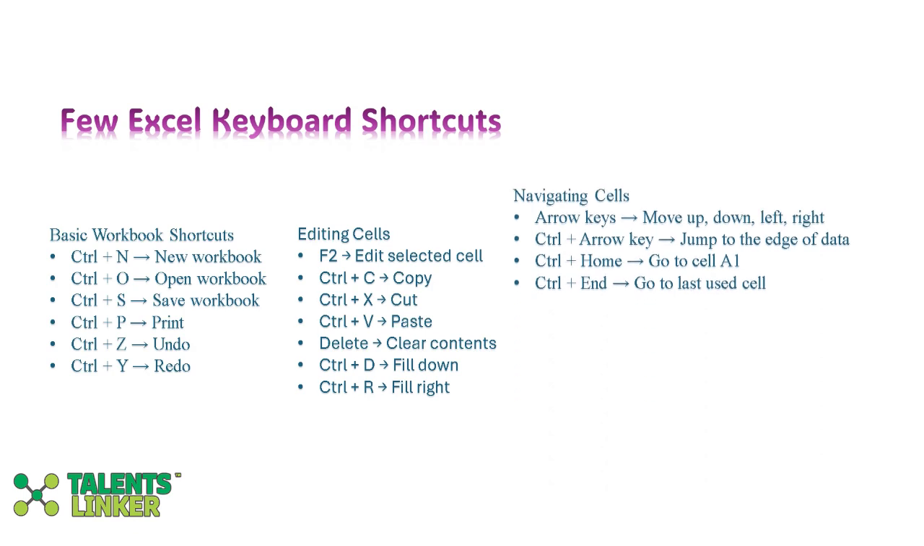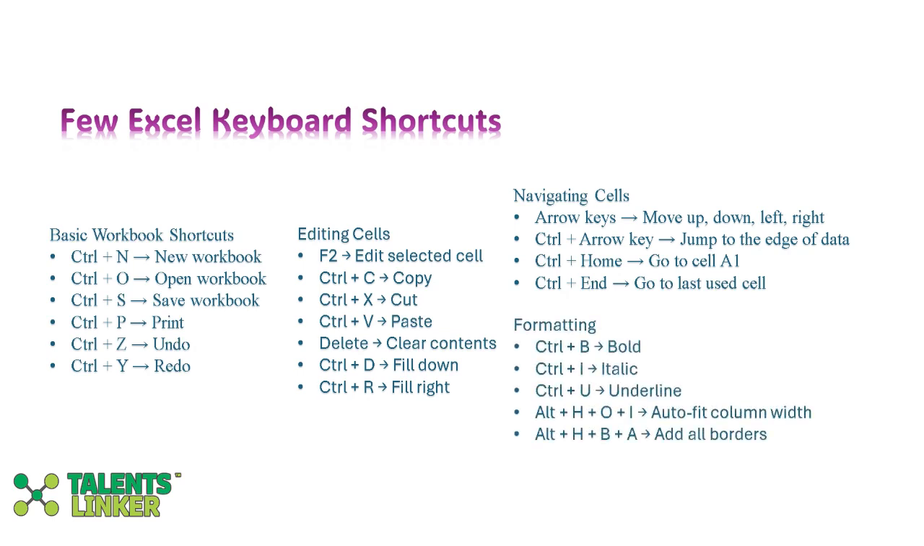To navigate cells, moving up, down, left, or right, you use the arrow keys. If you want to jump to the edge of the data, you do Ctrl plus arrow key. If you want to go to cell A1, you do Ctrl plus Home. And if you want to go to the last used cell, you do Ctrl plus End.